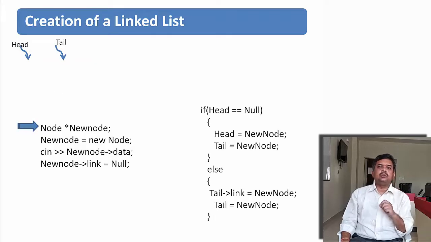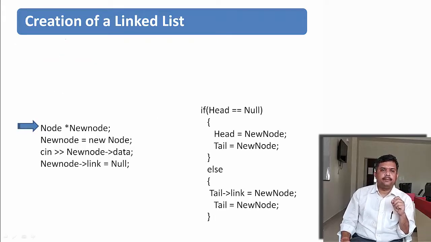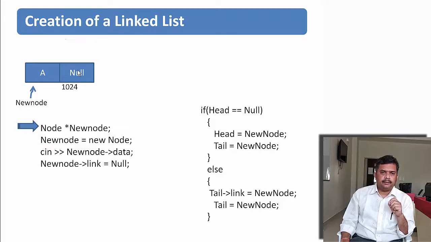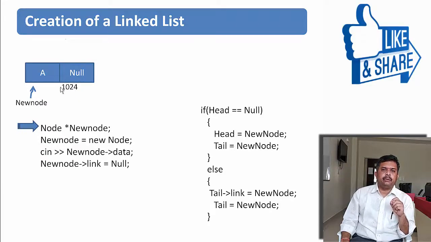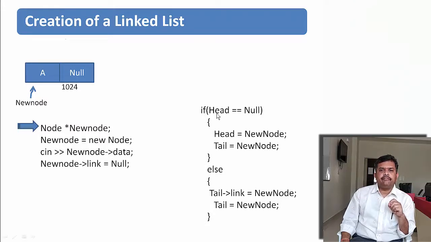So let us see how to create a linked list. So here you can see the pointer is pointing to a new node. So a new node is created with some data, that is data A, and its link content null. Let us say it is assigned at memory location 1024. And here you can see if head is null, then head is new node and tail is new node. So two pointers we are defining, head and tail, which is pointing to the same node, that is new node.